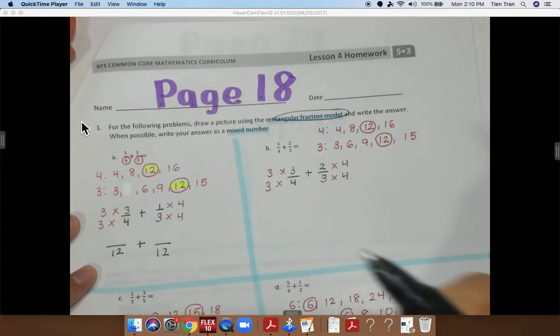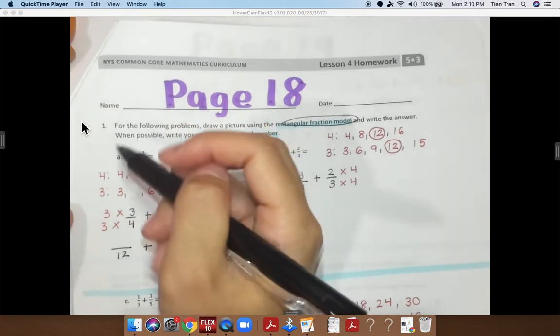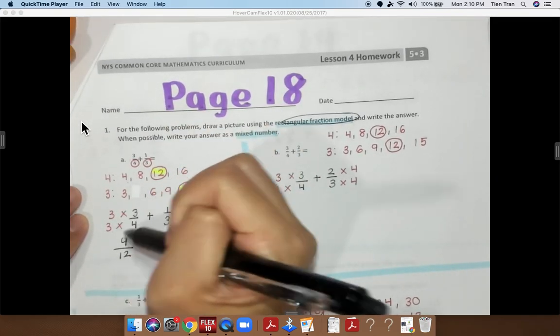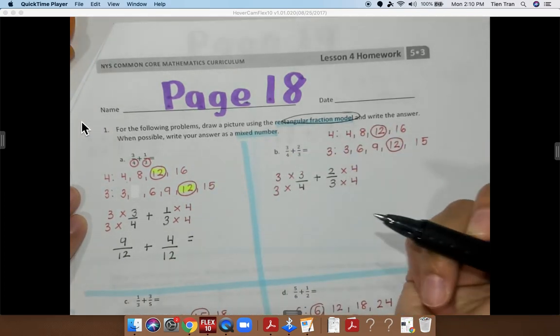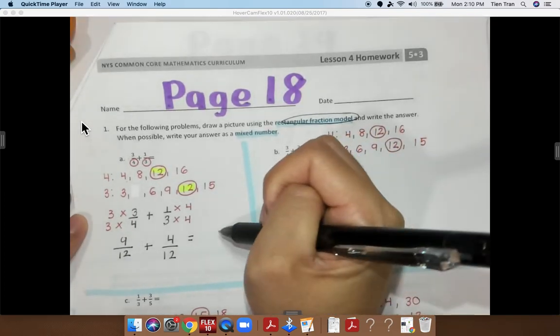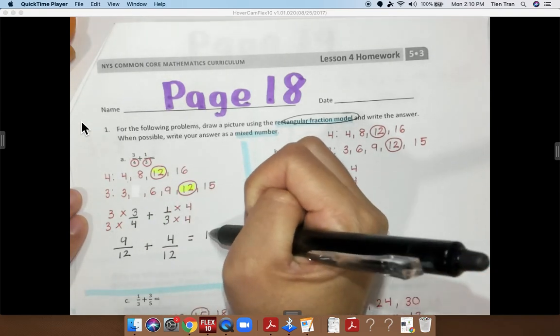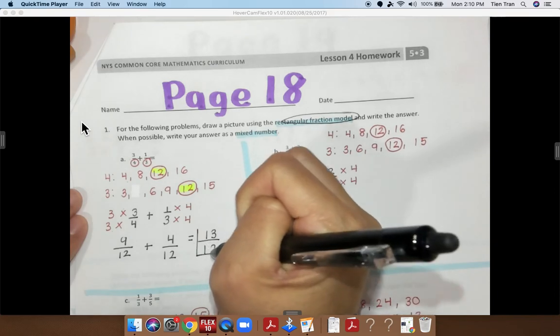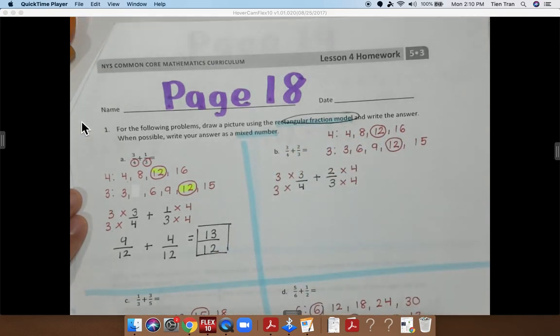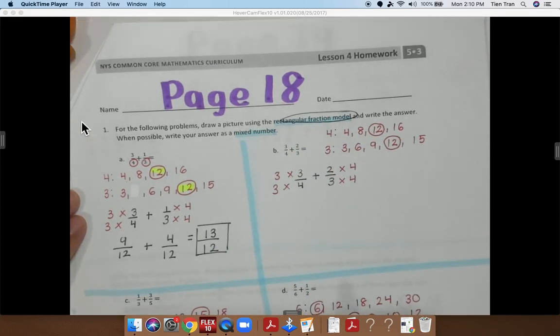Now look, my common denominators are the same. 3 times 3 is equal to 9, and 1 times 4 is equal to 4. Now I'm going to add everything together. 9 plus 4 is equal to 13, and 12, you bring it right over. You do not add those numbers together, you leave them alone and bring it right over. Okay, so we get 13/12.